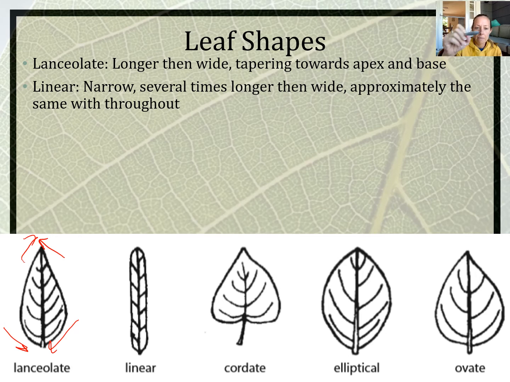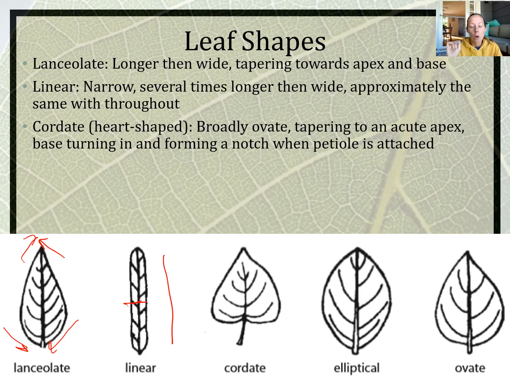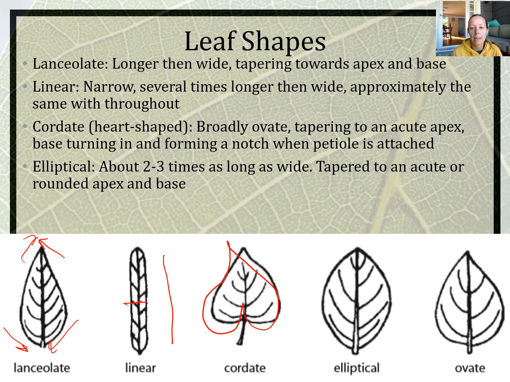And linear, right? It's going to be narrower than it is long, and it's going to be the same width all the way throughout. Cordate is heart-shaped. This is an upside-down heart, where it attaches to the petiole, it kind of notches in, is how they say it. Elliptical is going to be two or three times as long as it is wide, okay?